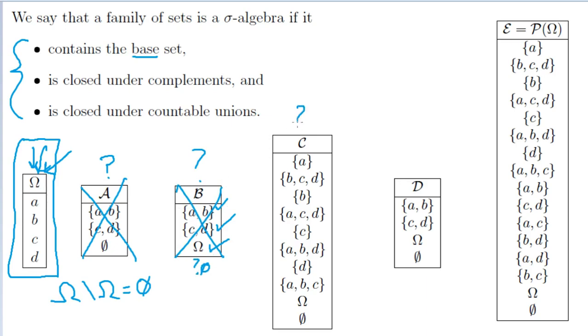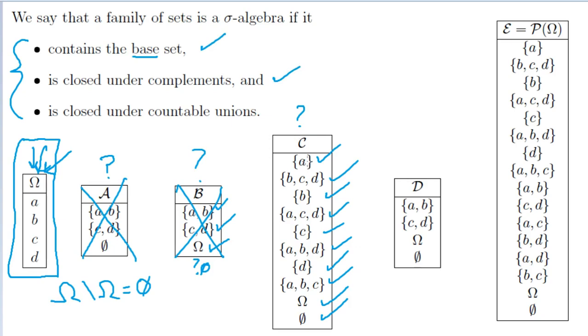What about C? Would this be a sigma algebra? Well, does it contain the base set? Yes, it does. Is it closed under complements? So the complement of A would be BCD, so that works. The complement of BCD would be A, that works. Complement of B would be ACD, that works. And it turns out that all of these work. The complement of omega, with respect to omega, would just be the empty set again, as we just saw, and that is here this time. And the complement of the empty set is omega itself, so doing well. So we have the base set. It's closed under complements. Is it closed under countable unions?